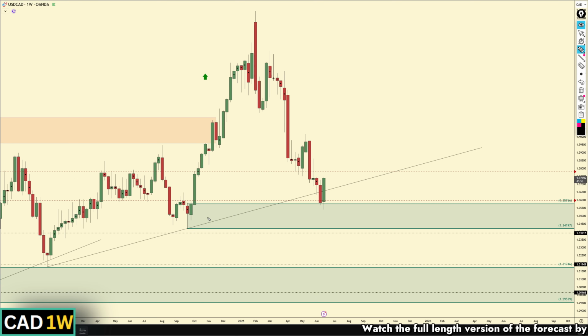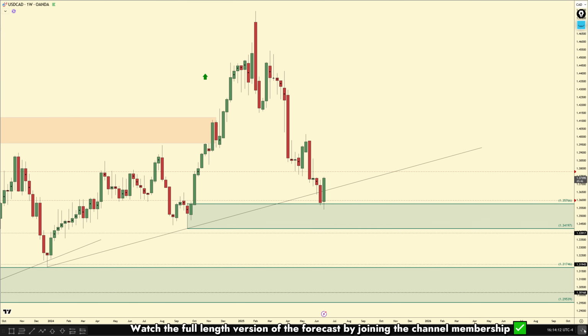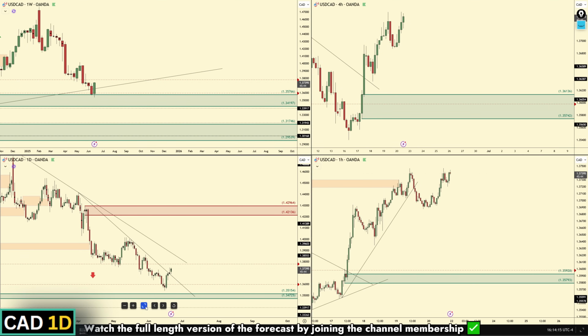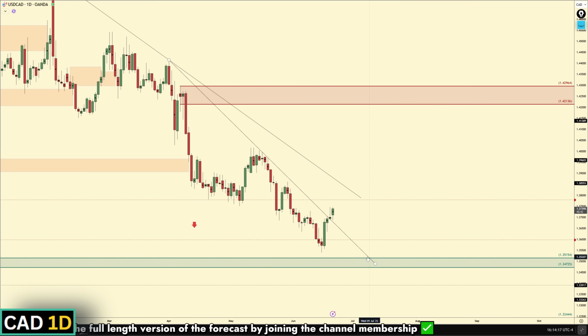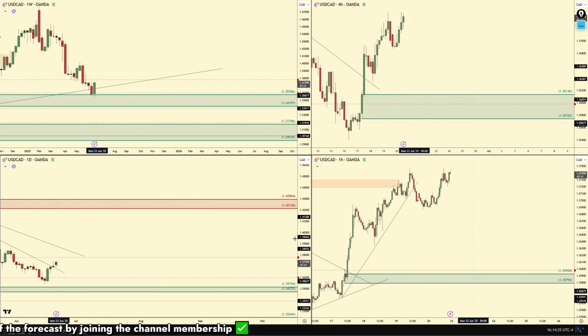You can watch my forecast from back then. I've had this demand zone since it was created back in September 2024. Now we are getting a nice reaction off of that area of demand, and I am not surprised at all. And more importantly, on the daily chart, we still have 45 minutes, guys, but I'm going to remove this right now. We have just removed a daily downward trend line. That is very, very significant, guys.